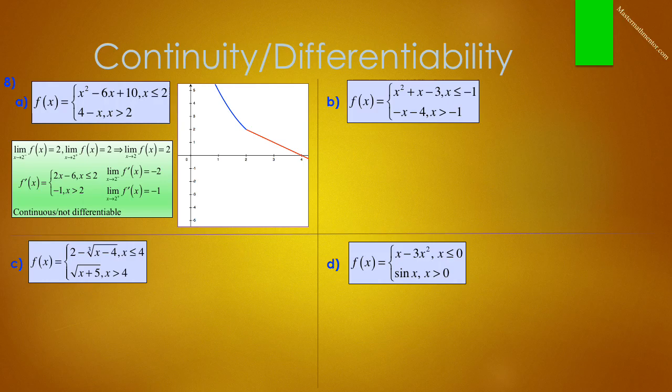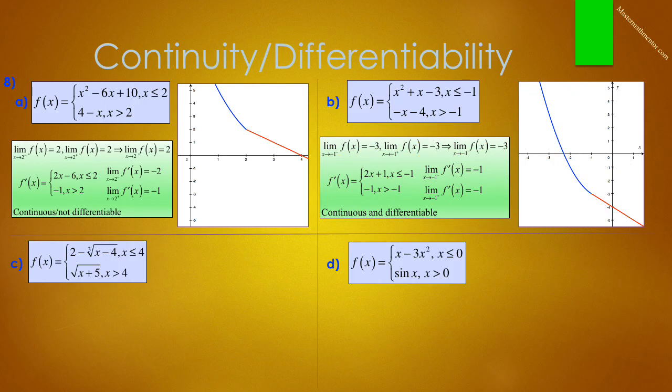From the left, it's negative 2. From the right, it's negative 1. They're not the same, so this is a continuous function but not differentiable. We can see that in the graph. At 2, the slopes are different. It's not a smooth transition.